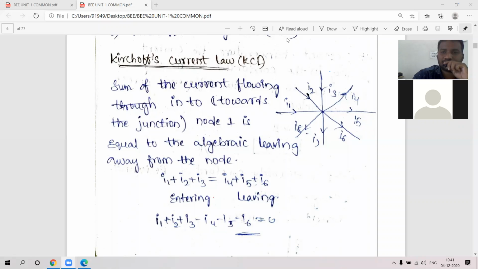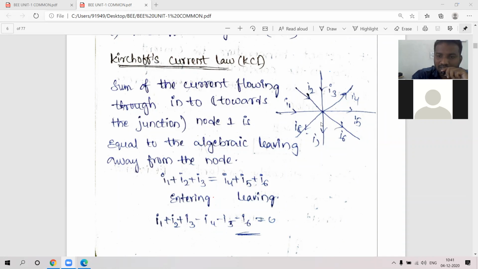You need to add two more currents here in this pin. Two currents are entering and two currents are leaving. So the entering currents are I1 plus I2 plus I3, and the leaving currents are I4 plus I5 plus I6, and you have to add I7 plus I8. If we are not adding these two, there is no need of drawing this figure.